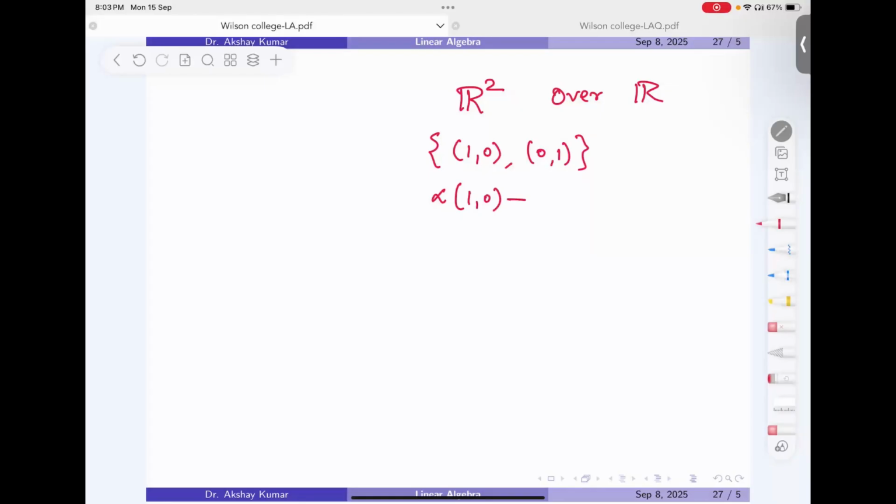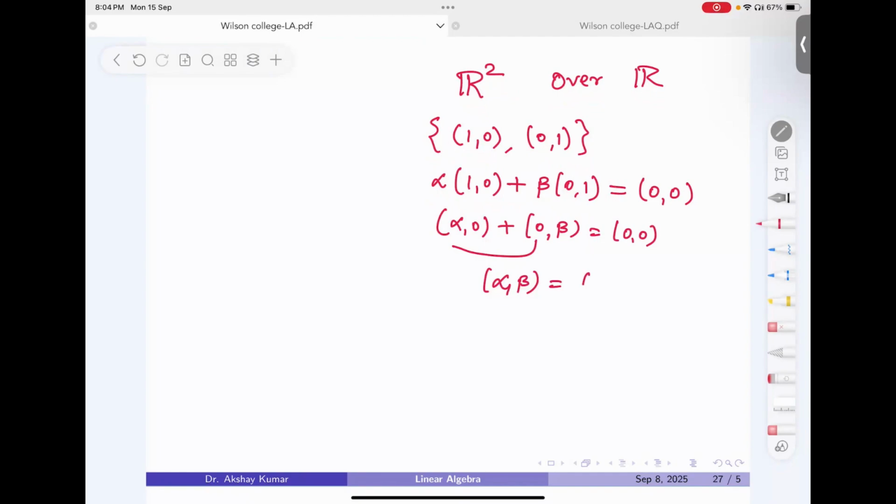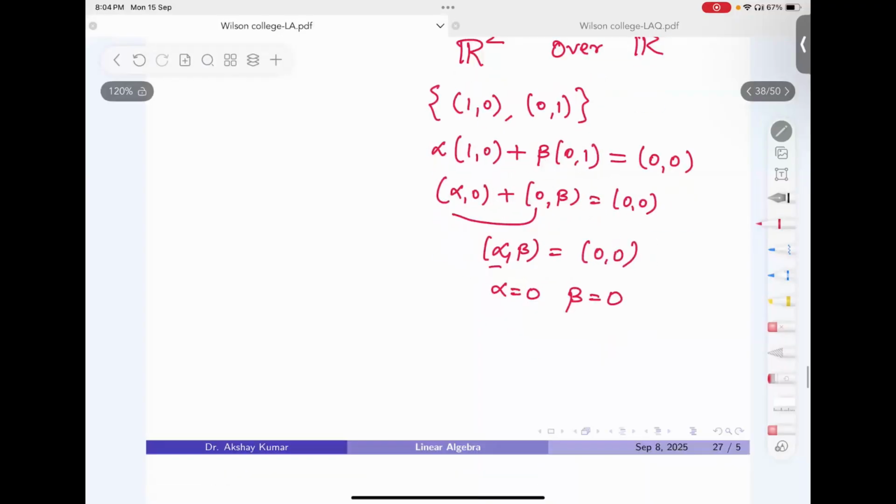We take any linear combination of (1,0) and (0,1) and put it equal to the zero element. This gives alpha comma 0 plus 0 comma beta equals 0, so alpha comma beta equals 0 comma 0. So alpha is equal to 0 and beta is also equal to 0. So this set is linearly independent.